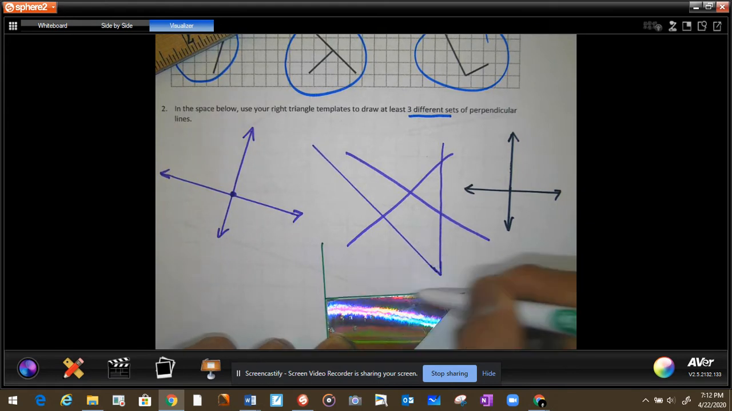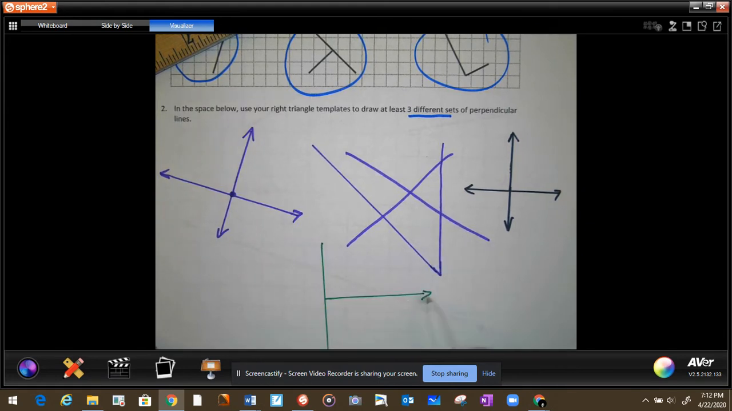And the answer is correct. You can do it that way too. So we have another set of perpendicular lines. Okay, let's move on to the next part of this lesson.